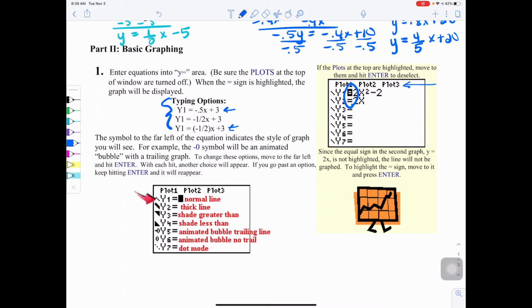Okay, underneath that, you're going to see that there's a symbol to the far left of the equation that indicates the style of graph you will see. Now, this diagram down here is of the older version of the calculator. So some of you with the older version might decide you want to use this. You would just use your arrow keypad to go all the way over to this section to the left. And as you hit enter, it will change the type of line that you have. On the newer calculators, most of them already are separated by color, so that's not something you would have to do. However, if you wanted to change the color, you could.